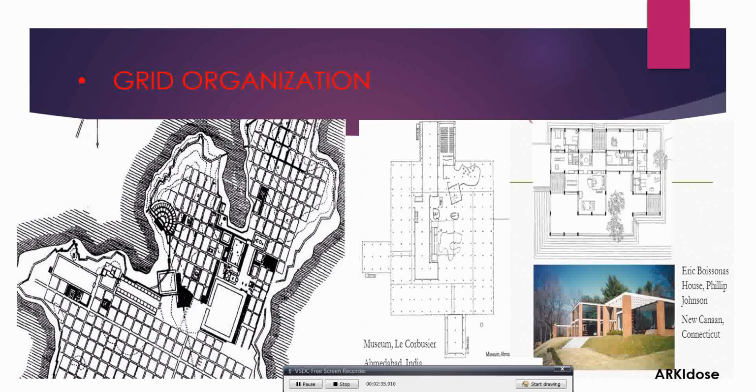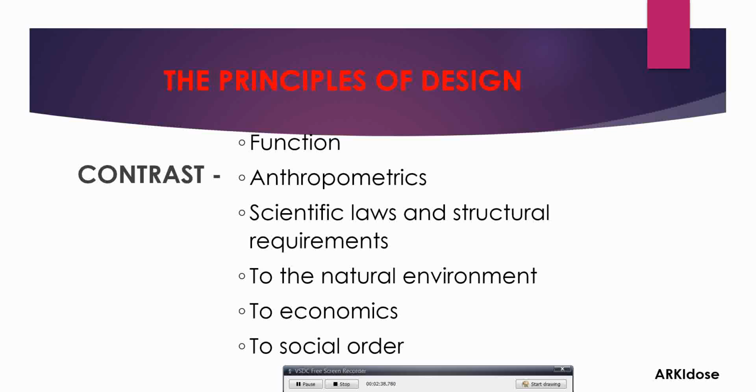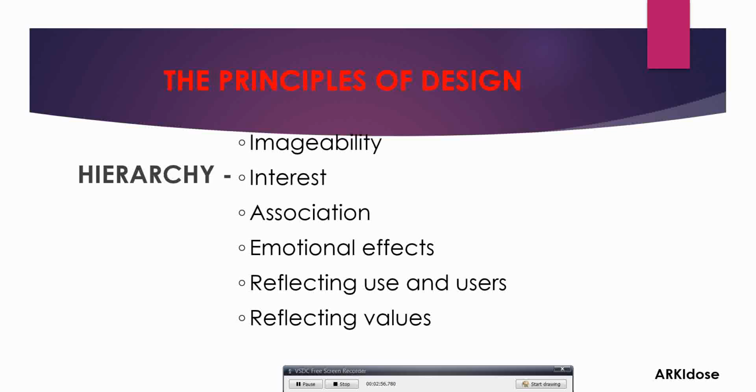Okay. So, the principles of design, number one is contrast. The function, anthropometric, scientific laws, and structural requirements to the natural environment, to economics, to social order. So the second one, principles of design, is hierarchy. Meron na tong imaginability, interest, association, emotional effects, reflecting use and users, reflecting values.